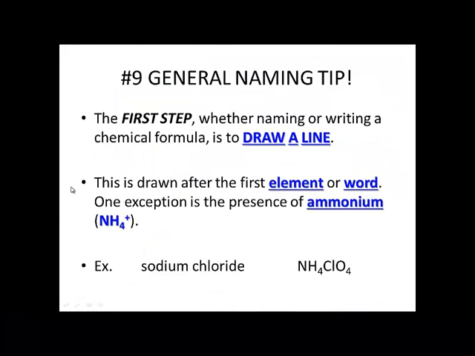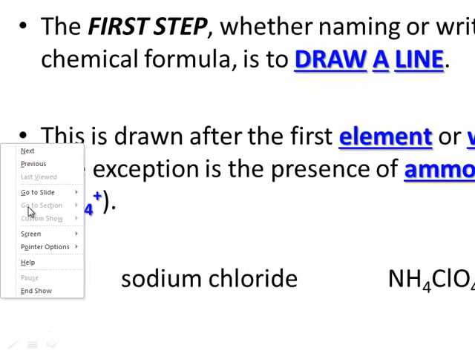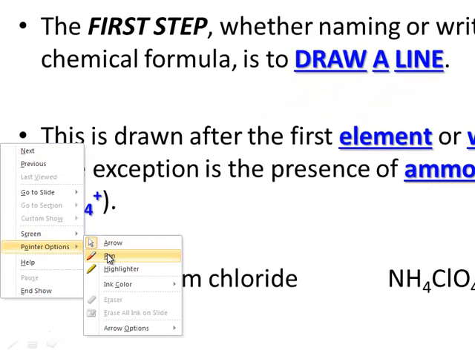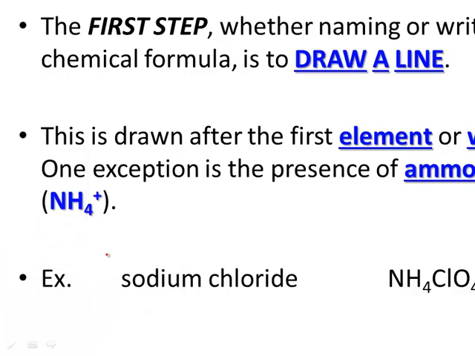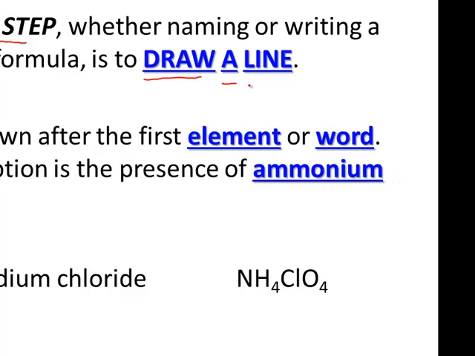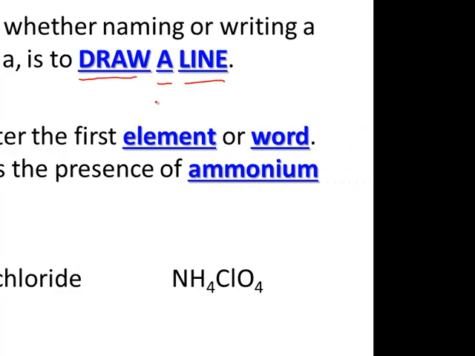Welcome back. We're going to continue with our ions, and now we're going to begin naming and writing those ionic compounds. This is going to be a step for all of our naming and writing throughout the semester, to help us out. That first step is just a general tip: we're going to draw a line in our formulas. We're going to draw a line after the first element or word, depending on if we're naming or writing.